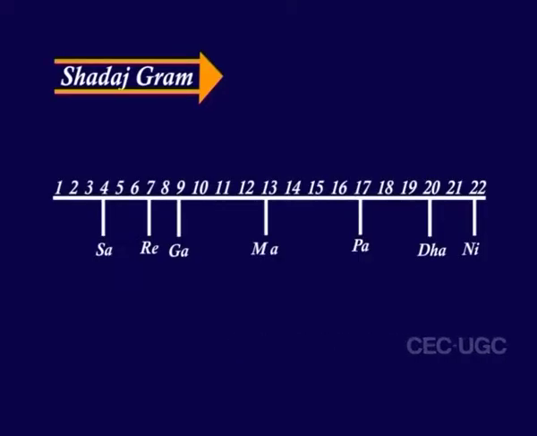According to this, the exact shrutis of each swar or note of Shadajgram have been shown in the table. You can see in Shadajgram, Sa was placed on the 4th shruti, Re on the 7th, Ga on the 9th, Ma on the 13th shruti, Pa on the 17th shruti, Dha on the 20th shruti, and Ni was placed on the 22nd shruti.